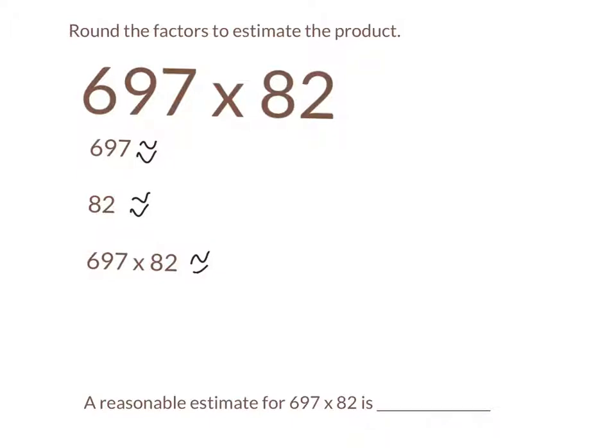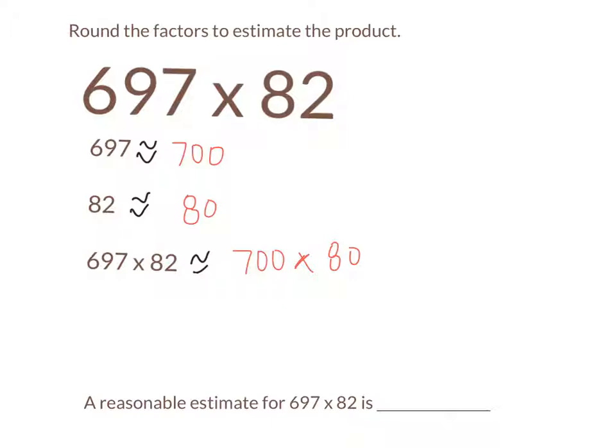So I wrote 697, which is the first factor, and 82, which is the second factor. Okay? So let's round those. 697 is pretty close to what number? 700. Okay? And 82 is pretty close to what number? 80. So therefore, 697 times 82 is pretty close to 700 times 80. Do you see that? Now, which problem is easier to do? 697 times 82 or 700 times 80? 700 times 80. Yeah, because they're multiples of 10.